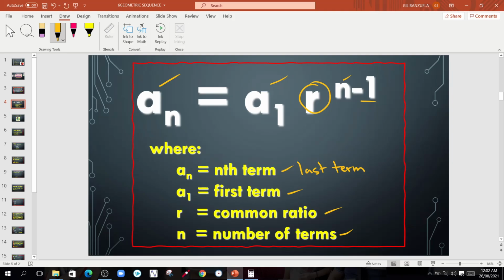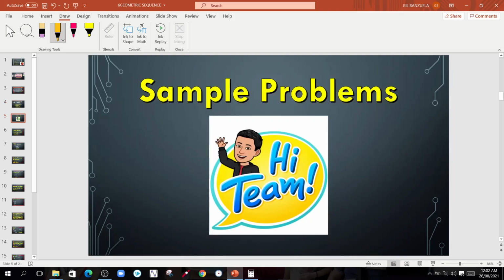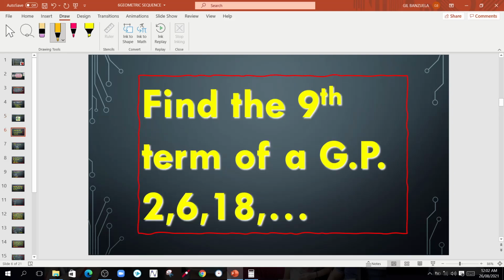Alright, so let's move on. Naghanda si Sir Hill ng mga sample problems. So here we go. Pag-usapan natin to. In here, we are asked to find the 9th term.